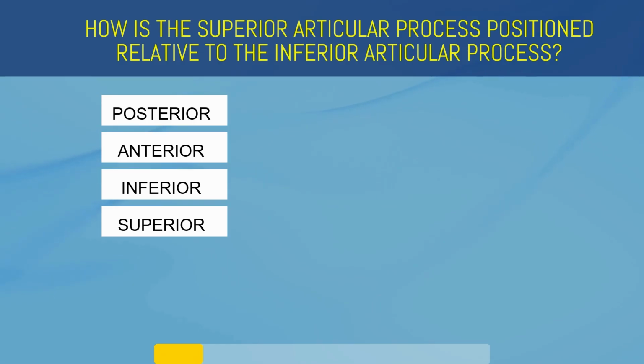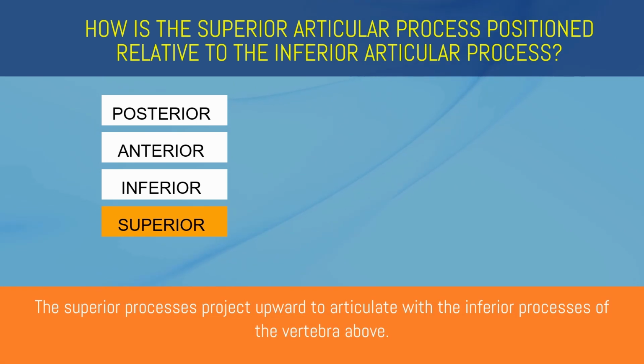How is the superior articular process positioned relative to the inferior articular process? Posterior, anterior, inferior, or superior? Superior. The superior processes project upward to articulate with the inferior processes of the vertebra above.